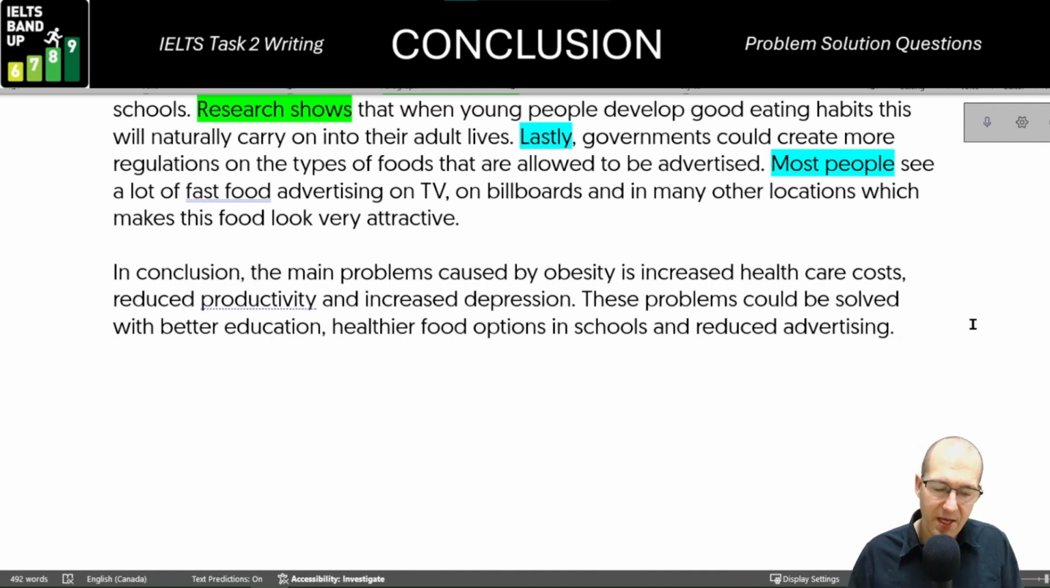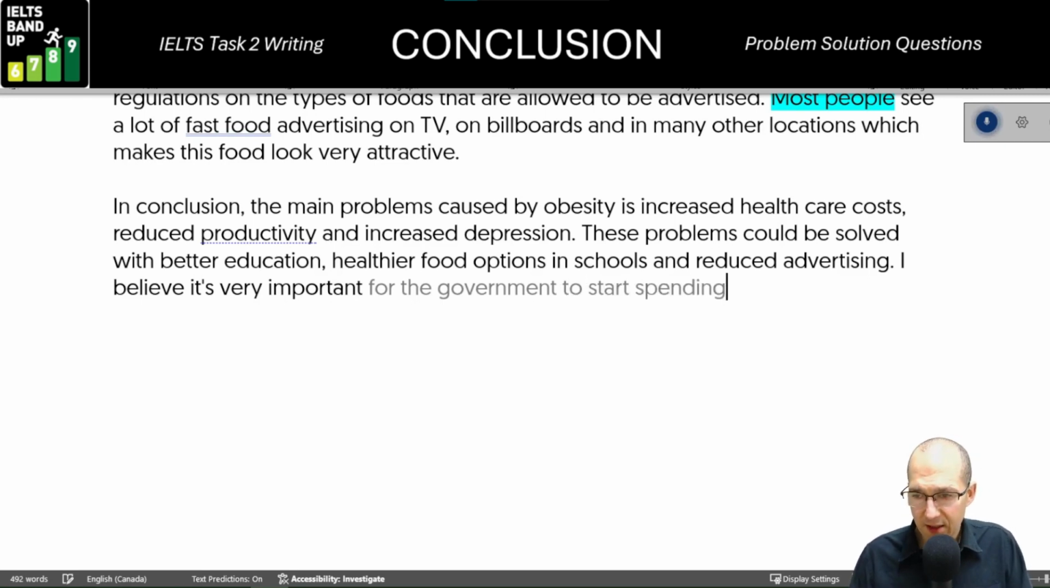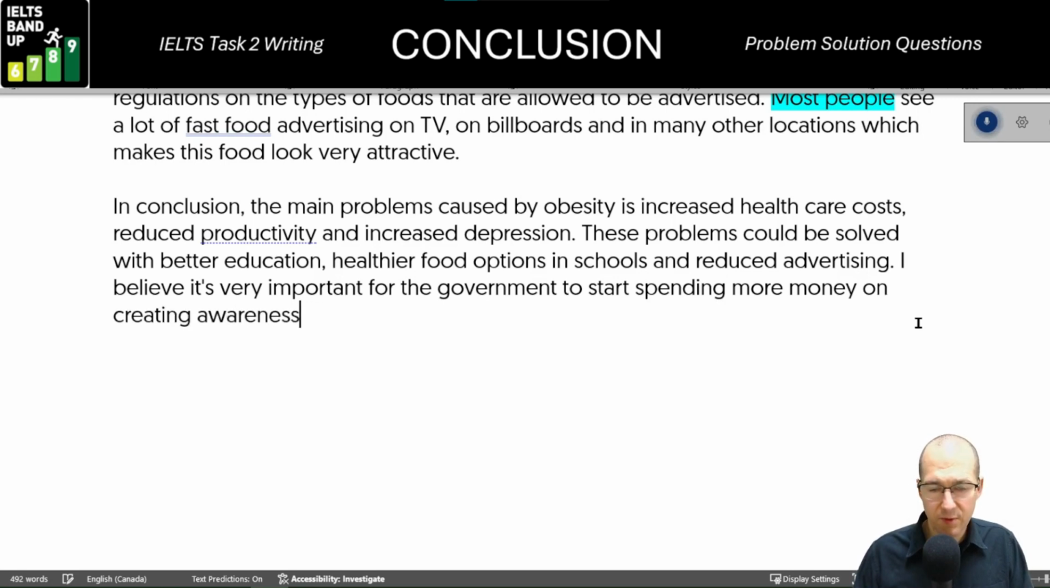But if you want to get a better score, in your conclusion, you can make a suggestion, a prediction, a call to action, okay? In my other videos, I usually do like a prediction or a suggestion. I'm going to go for the call to action, right? I believe it's very important for the government to start spending more money on creating awareness to reduce obesity. So there's a suggestion or a call to action, right?